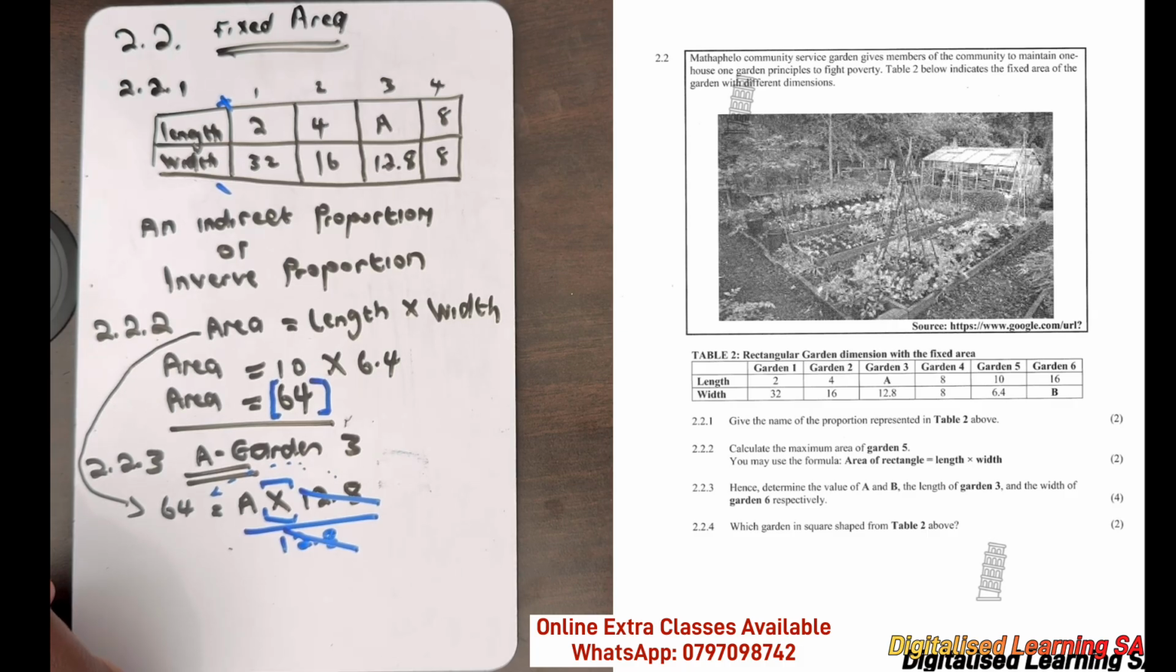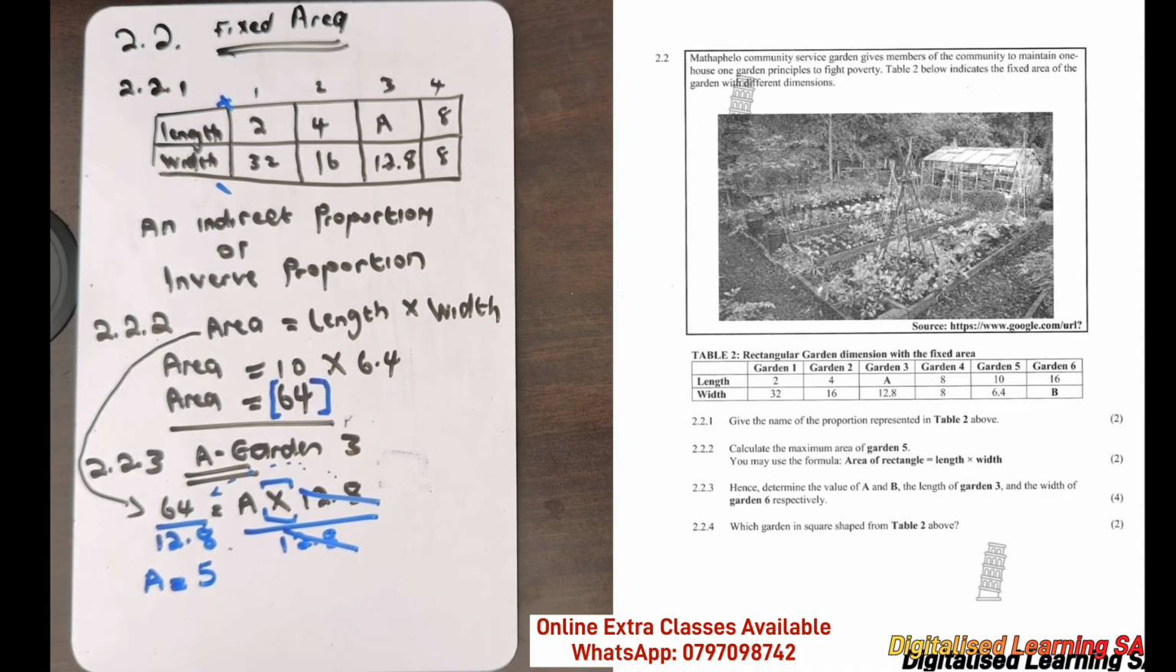Okay, so remember that what you do on your right hand side, you also need to do on your left hand side, meaning that we are also going to divide by 12.8 on this side, and A will be equals to 64 divided by 12.8, and A will be equals to 5.